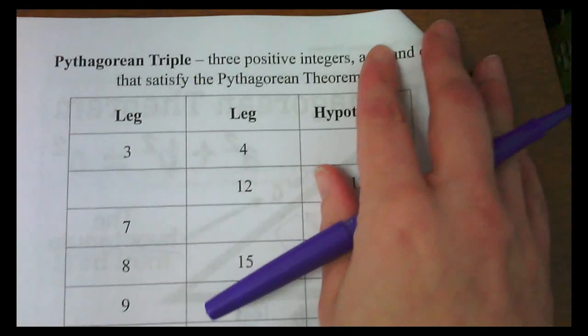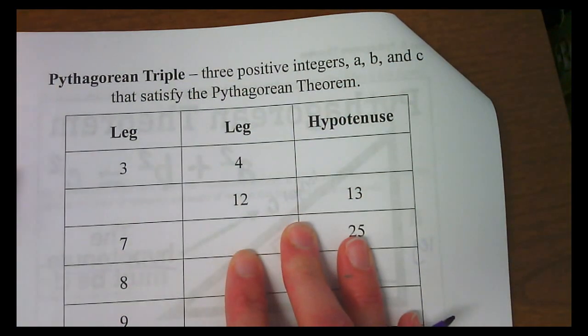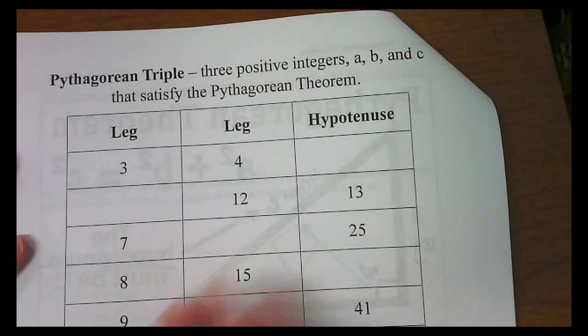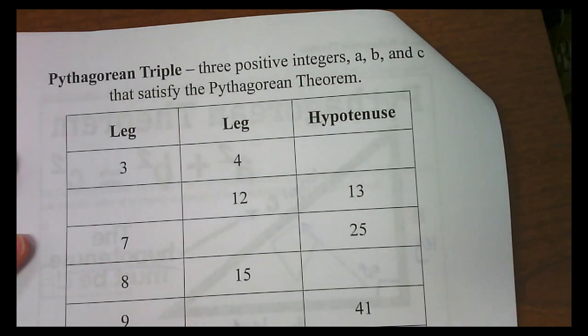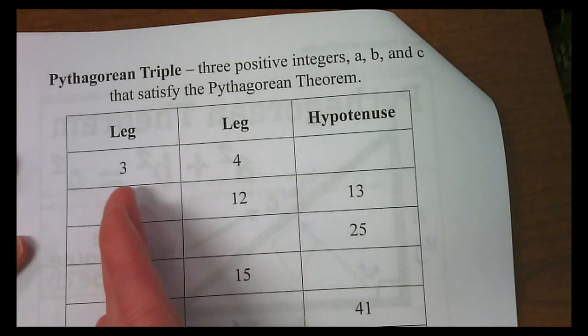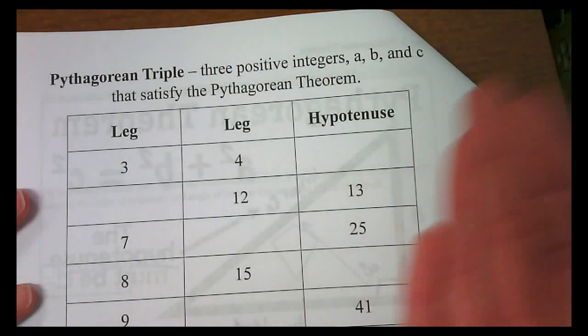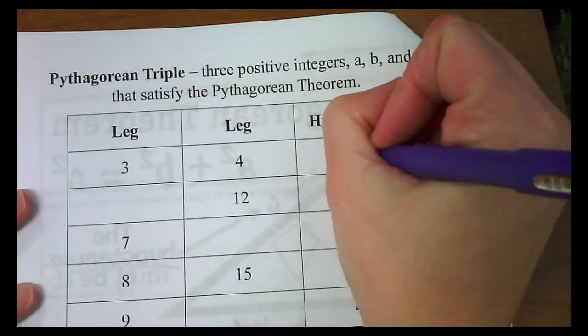So we're going to look at some Pythagorean triples. Pythagorean triples are when we have integers that work for the Pythagorean theorem. Okay, so the first one, 3, 4, and then our missing one here for the hypotenuse is 5.